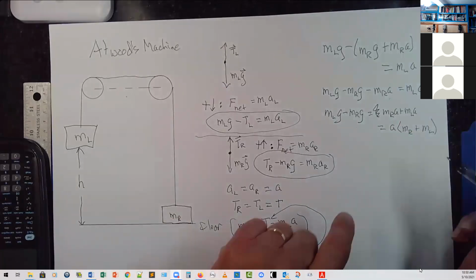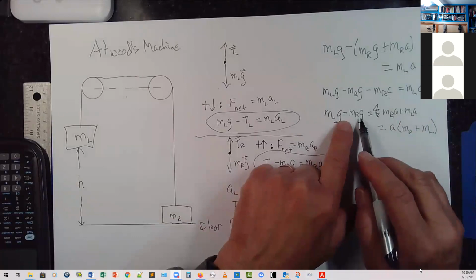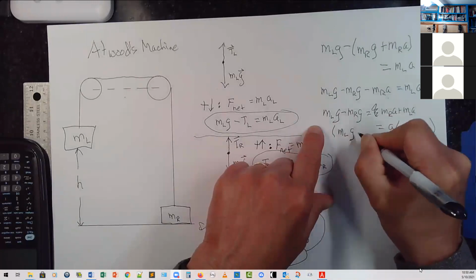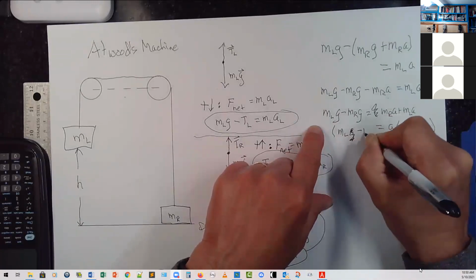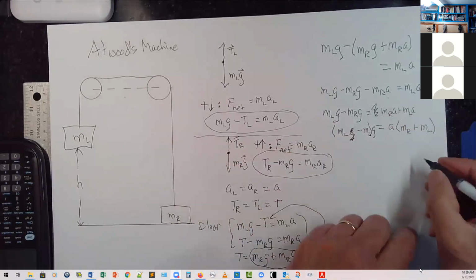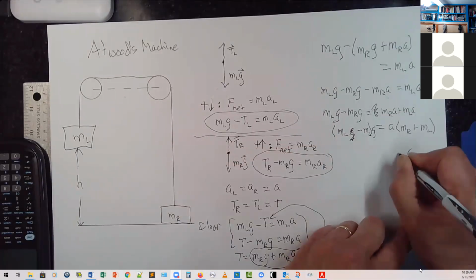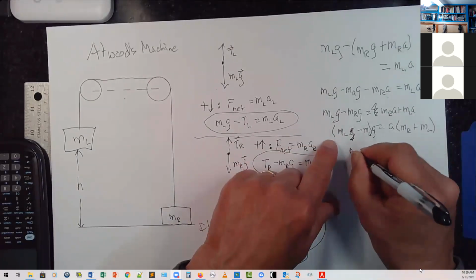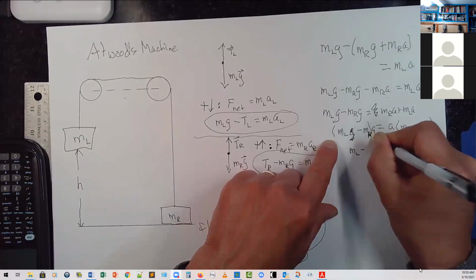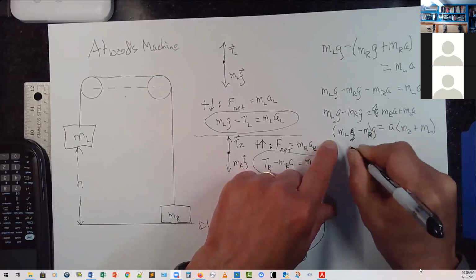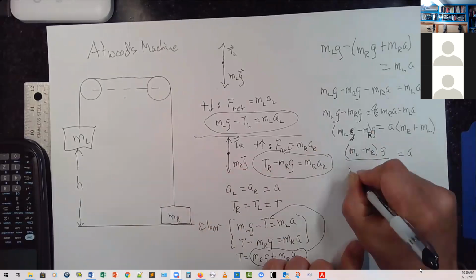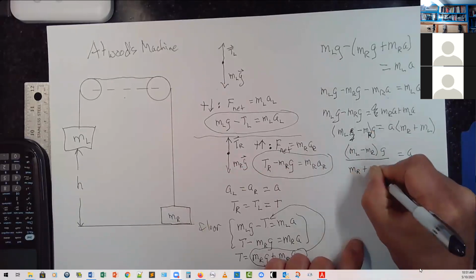And on the right side, I can factor G out of here, and I'll actually have m sub L minus m sub R times G on the right side. And when I solve for the acceleration, I get this nice little expression: a equals m sub L minus m sub R, times G, divided by m sub R plus m sub L.